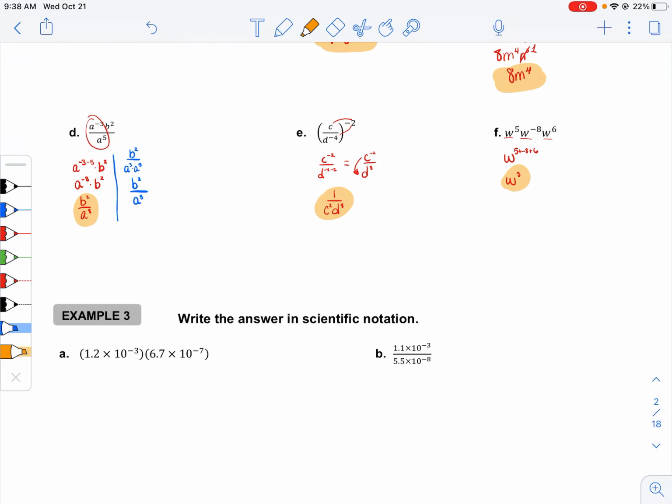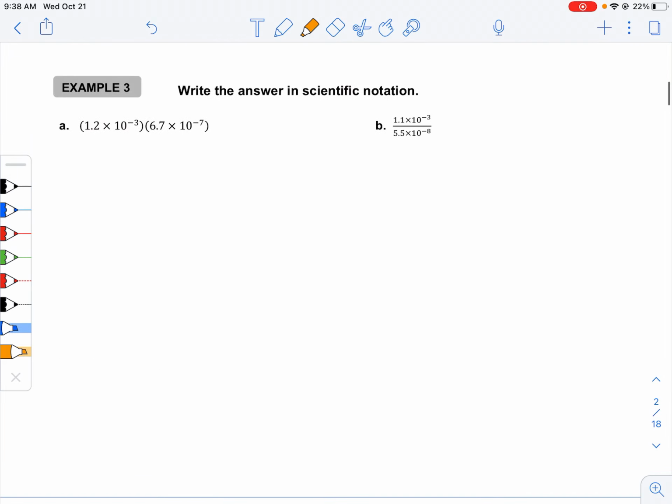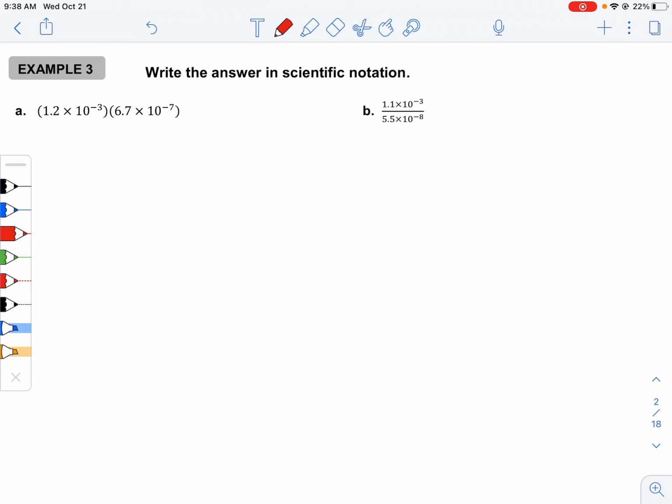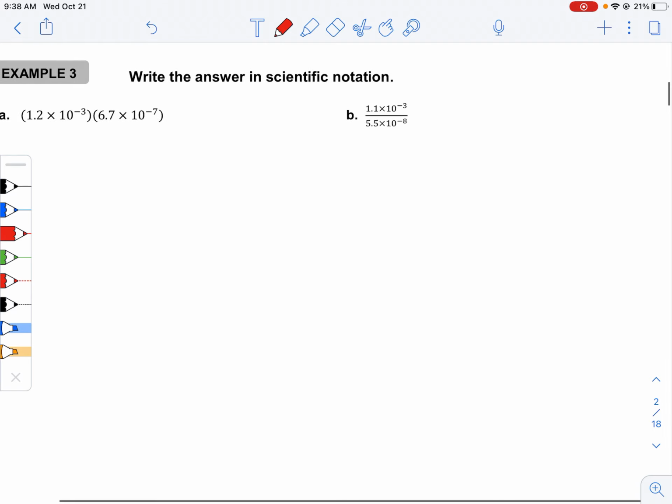Okay, so we're looking at chapter 2.1, example 3, which is write the answer in scientific notation. So we use scientific notation when we have really big numbers or really small numbers. This actually has a lot of practical applications in things like astronomy, physics, biology, because if you're talking about cells, really tiny things like that. So scientific notation is actually pretty useful.